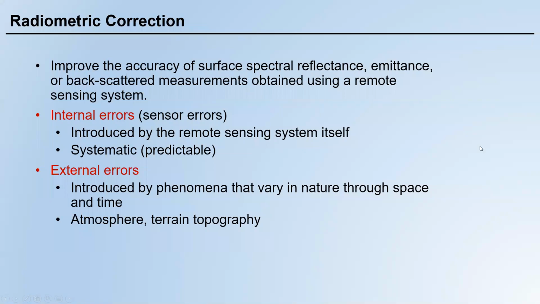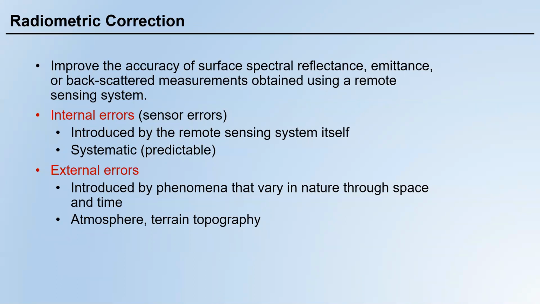For the rest of this lecture, I'm going to introduce different types of radiometric correction. The purpose of radiometric correction is to improve the accuracy of surface spectral reflectance, emittance, or backscattered measurements obtained using a remote sensing system, because there is always error.